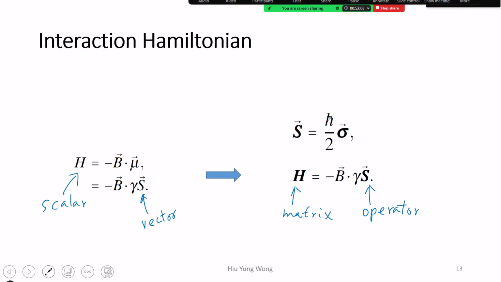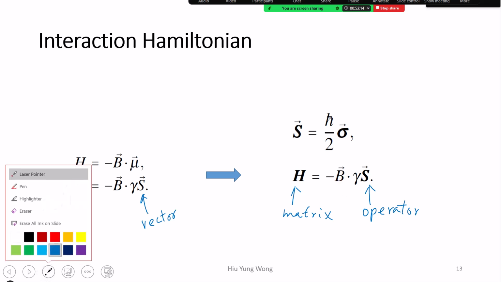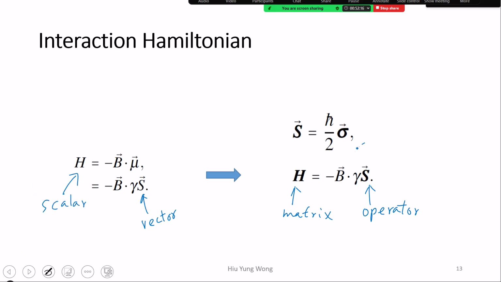Okay? Your question? Is B in that case like a Pauli matrix? Still a vector. Magnetic field is still a real 3D vector. So that vector dotted with the operator is a 3D vector dotted with a Pauli vector. Yes, because look at what S is again. S is a Pauli vector. This is just like the N in your assignment, N dot Pauli vector. Good question.